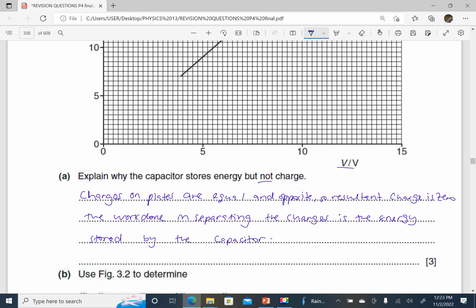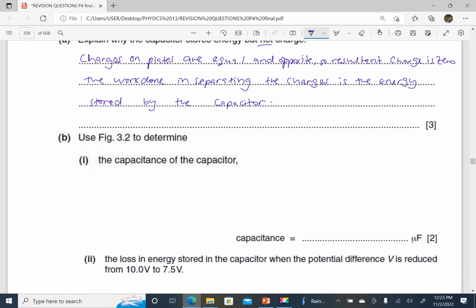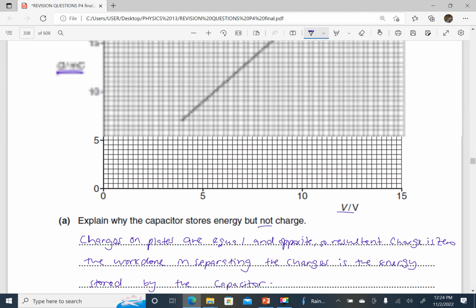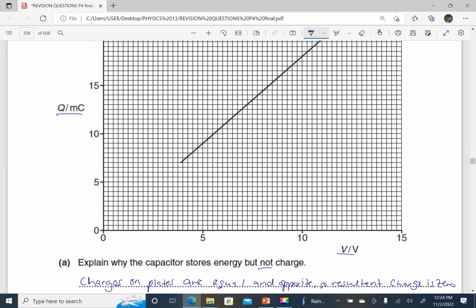Work done in separating the charges is the energy stored by the capacitor. Use the figure 3.2 to determine the capacitance of the capacitor. So we know that capacitance is charge over V. I can just use a single value since it is a straight line, and I can predict that it would go to the origin.